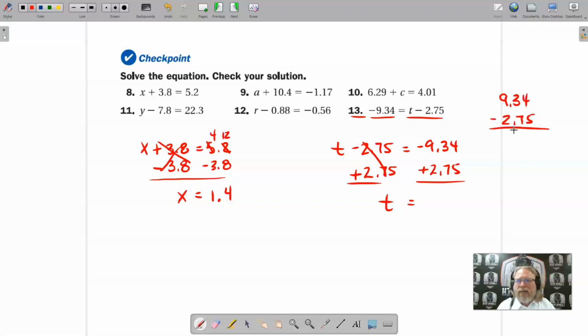And then, remember, keep the decimals lined up. 4 minus 5, can't do that. I'm going to need to borrow 1. So it's going to be 14 minus 5, and that's going to be 9. 2 minus 7, can't do that. I need to borrow again. And so that's going to be 12 minus 7, which is 5. And then 8 minus 2 is going to be 6. And in this case, the 9.34 had the greater absolute value, so my answer is going to be negative. So we end up with negative 6.59. All right.